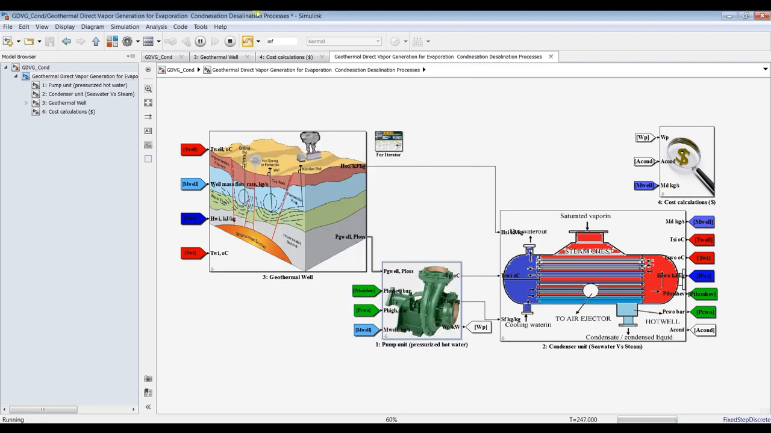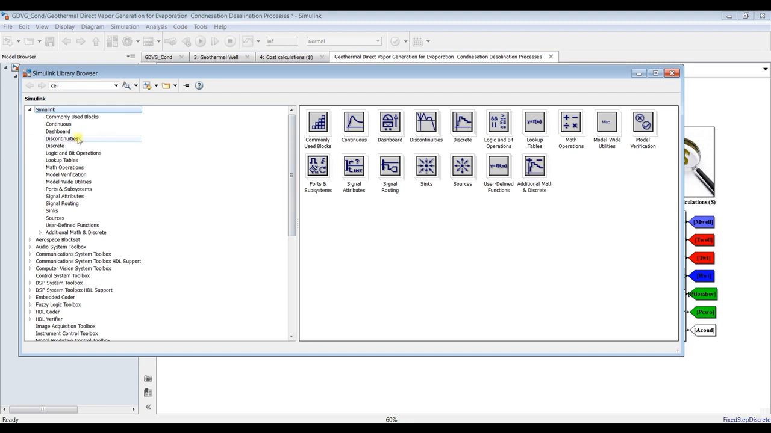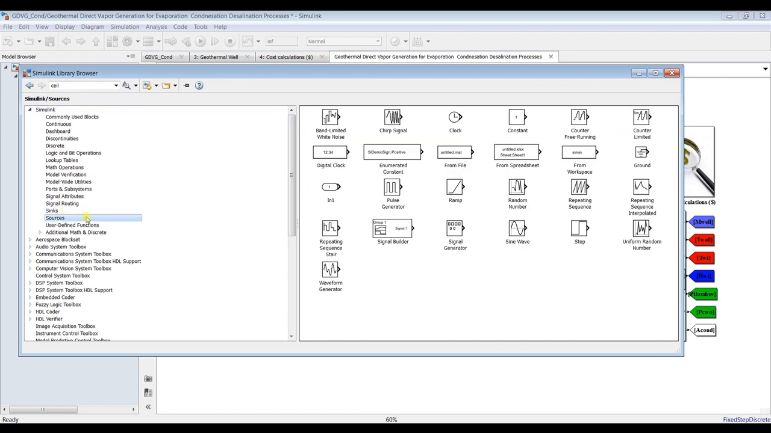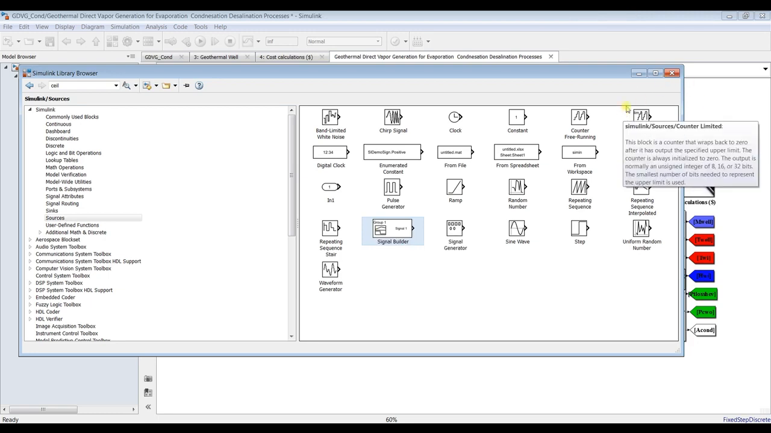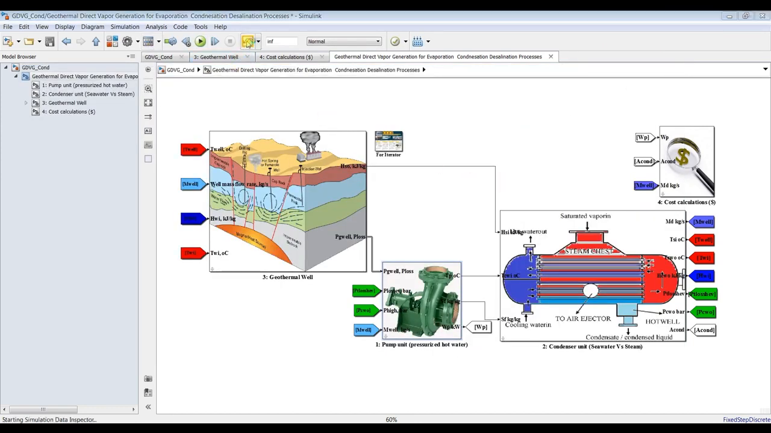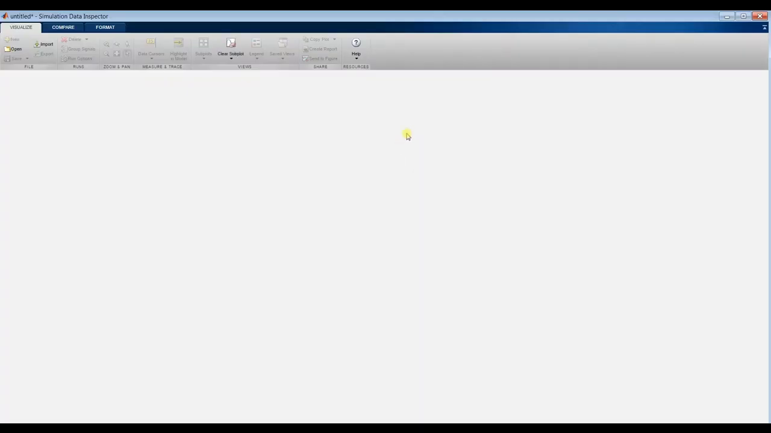Let's hit stop here. We can also go here, look for signal sources, and add a signal builder block, so I can add many signals at the same time and control them at once in a specific limited time in order to get my results. Suppose it's in hours or minutes or seconds, I can control this one. Let's inspect our results. These are our results.